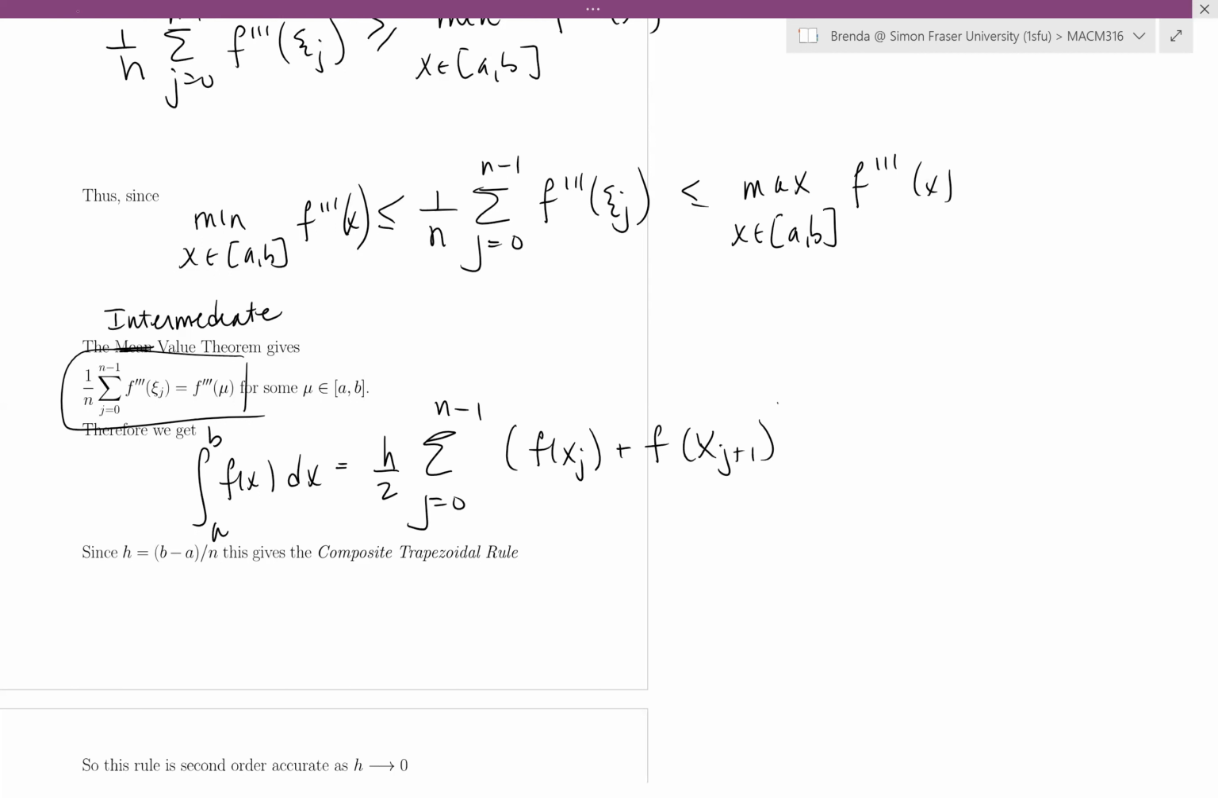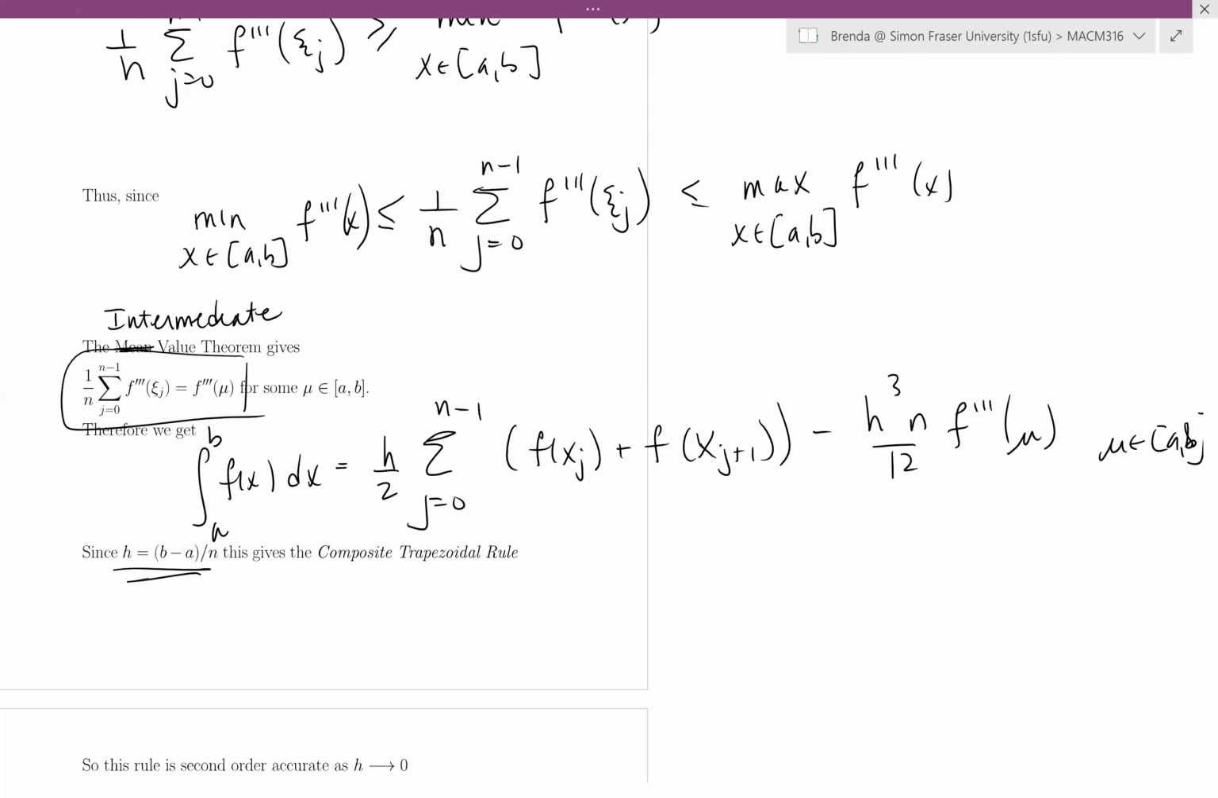And then we have this guy here, h cubed over 12. We're about to see that error bound in the Stewart textbook. And mu is in [a, b].